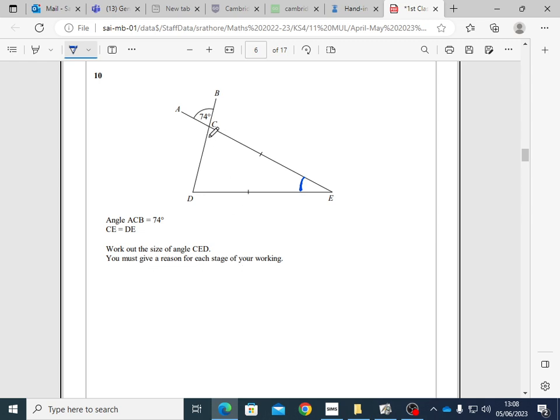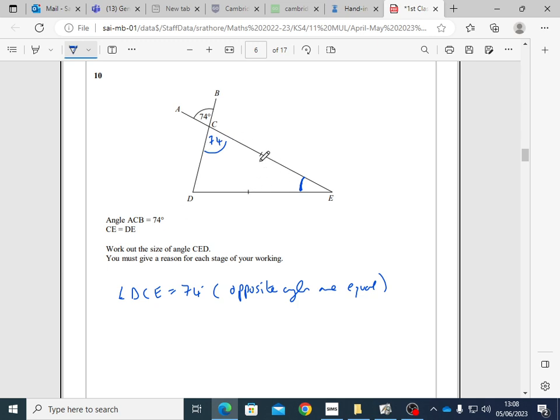Now first of all, I'm going to put 74 here. And what's my reason? So I'm going to say angle DCE equals 74 and put my reason: opposite angles are equal. We're good? Okay, so we're done with that one.